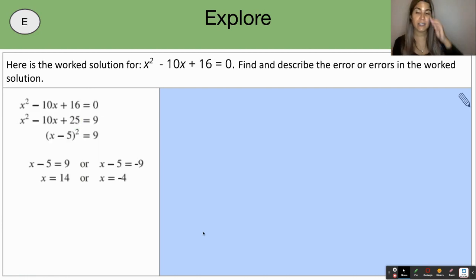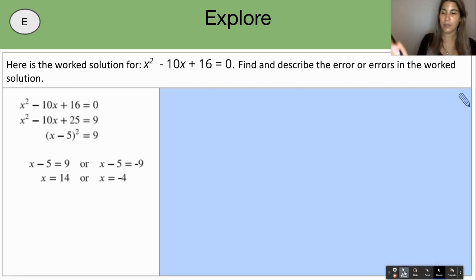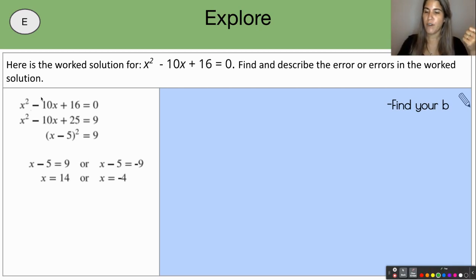Okay, so here it says, here is the work solution for x squared minus 10x plus 16 equals 0. Find and describe the error or errors. So I'm going to start working it out. Remember, you should have already solved it, so you should already have your b for all of them. So I'm going to first find my b. B equals negative 10. Okay, so I found my b.